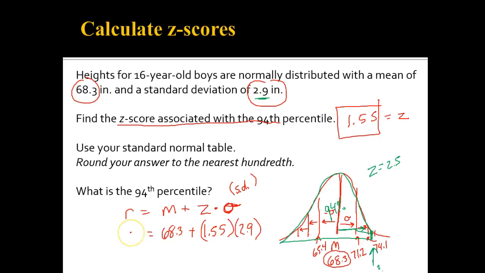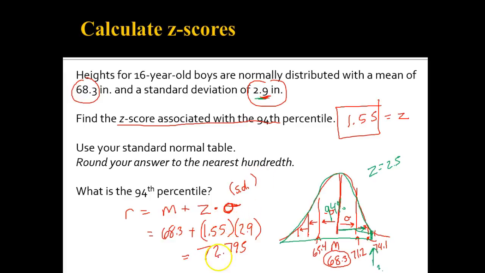And we just do that on our calculator. And if you have a good calculator, it should do the order of operations correctly. So 1.55 times 2.9, and then plus 68.3. That's the order you should do things in. Plus 68.3 equals, and you get a number that's equal to 72.795, and we'll round that to the nearest whatever place value our data is mostly in.